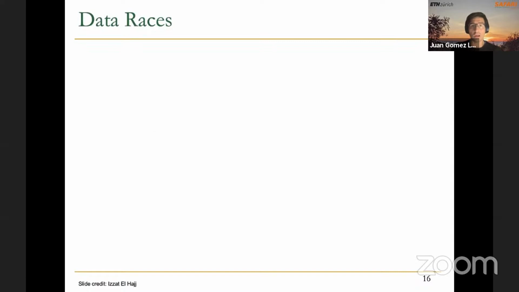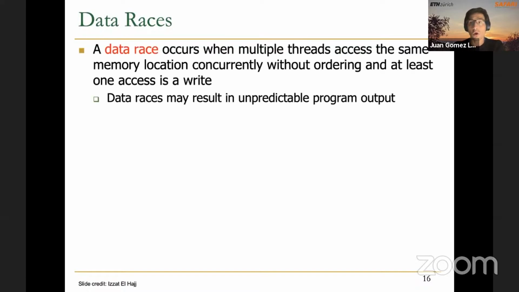But very, very quickly, let's review what we call a data race. A data race occurs when multiple threads access the same memory location concurrently without ordering, and at least one access is a write. One access is a write because doing a write means that we are modifying one value and the other threads might be reading a wrong value at some point.